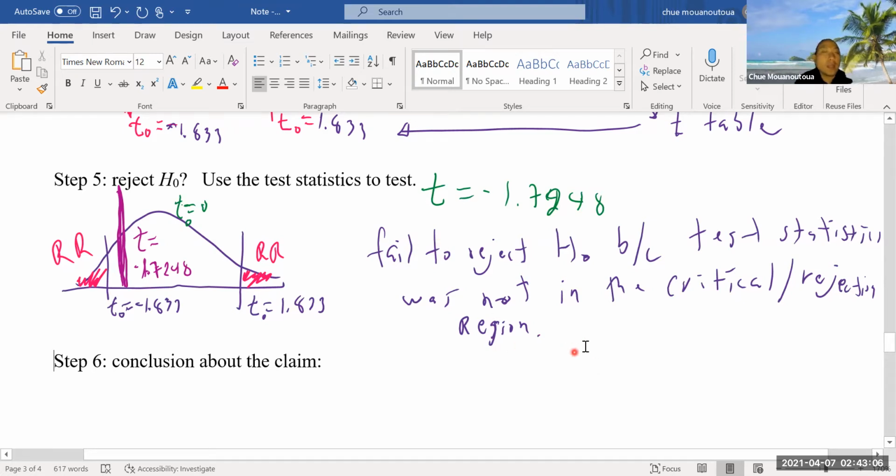All right, anyway, for this approach, when we draw the graph, the areas on the tails are called the critical region or rejection region. That's why we call it the test statistic instead of just the critical value. We see if the test statistic is in those regions. If it is, we reject H0. If it is not, like in this case, then we fail to reject H0.